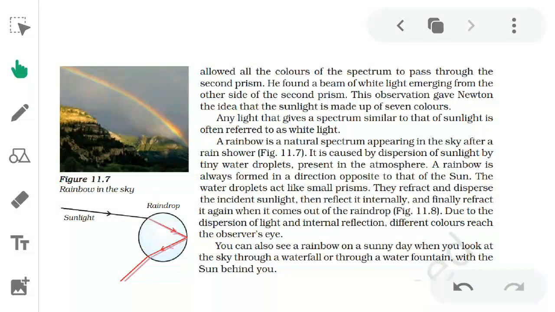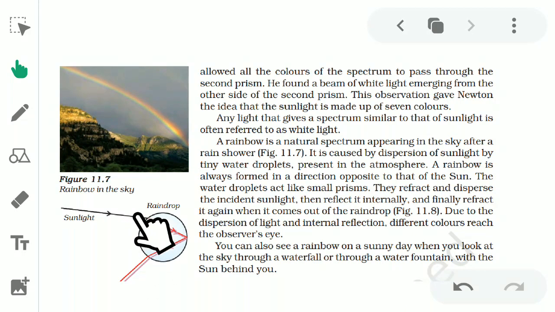You all have seen the formation of a rainbow in the sky. After the rain, opposite to the sun, the rainbow is visible to us. What is the reason? How is the rainbow formed? That we will discuss here. See, here there is a raindrop. When sunlight enters into this raindrop, what happens? It undergoes refraction. Then it is reflected internally, and again it undergoes refraction.